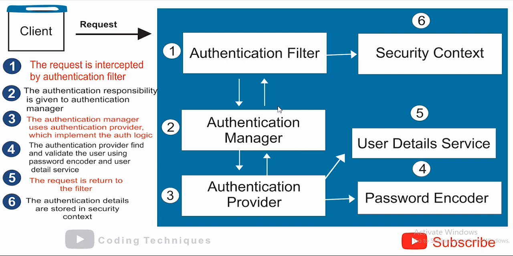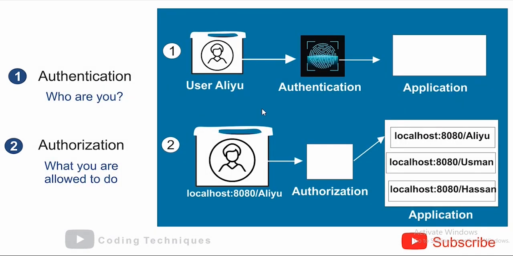Okay, here is the architecture of Spring Security, and the next thing we will look at is authentication and authorization. Authentication is who are you. So when you come to log into the application, that is the authentication. It will use the username and password to authenticate you. But after the authentication, the next thing is authorization. There are certain things that you are not allowed to do, and there are certain things that you are allowed to do.